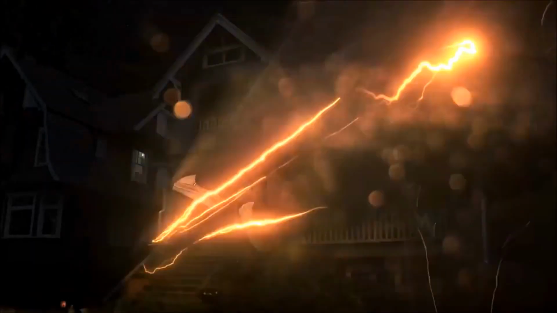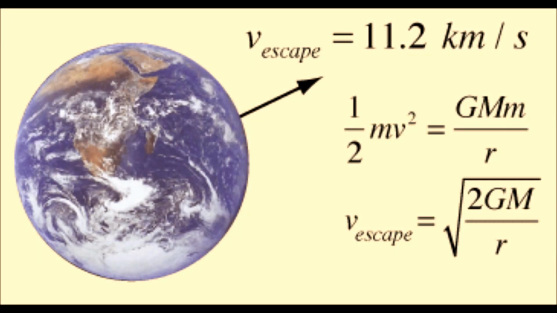But in reality, if the Flash were to run faster than the speed of light, he would disintegrate everything around him. Moreover, with the Flash's velocity being greater than the escape velocity of the Earth, he would fly right off the Earth's surface.